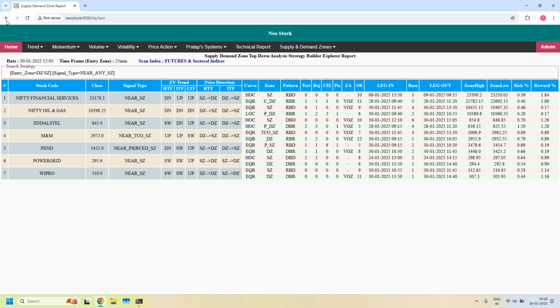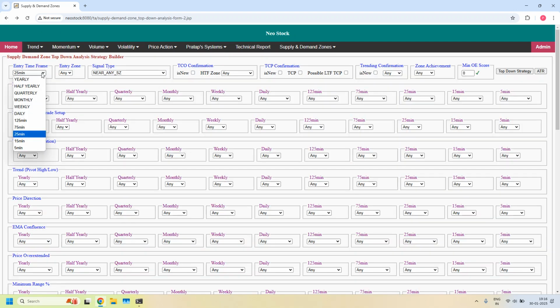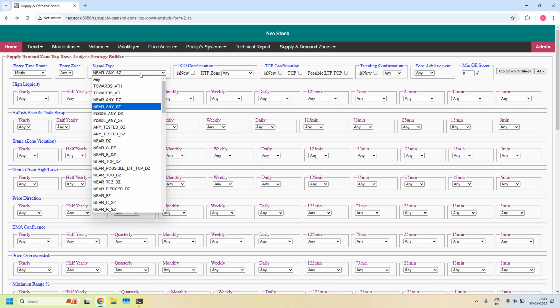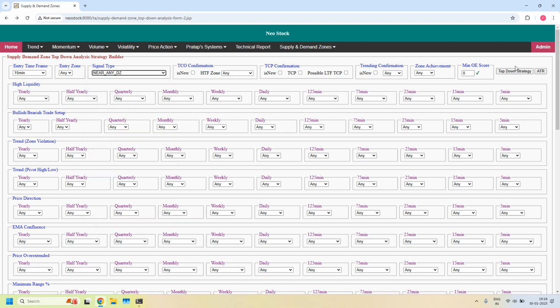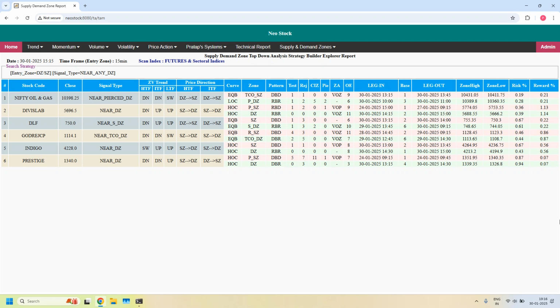Okay, next time frame is 15 minutes. Stocks near 15 minutes demand zone. We got 6 stocks.